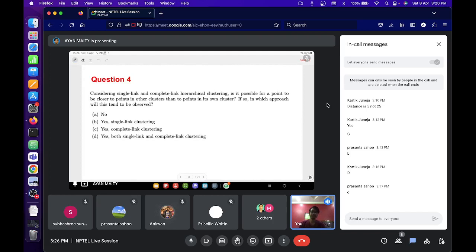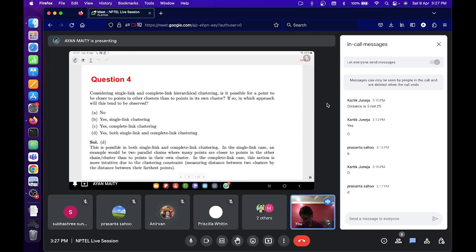So here the correct answer would be D, that in both single link and complete link it is possible. D would be the correct answer, because in complete link it is very much obvious that it is possible. In complete link the distance between 2 clusters is the distance between the furthest 2 points in the 2 clusters.